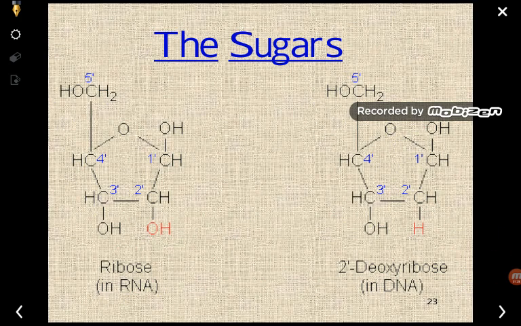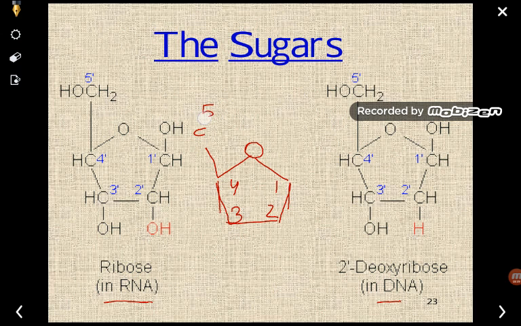Here we can see the sugar of both the deoxyribose DNA as well as the sugar of the RNA. The main basic difference between these sugars: normally it is a pentose sugar, so 5 carbon atoms. Here this will be the first position, occupied by the oxygen. This is the first position of carbon, this is the second position, this is the third, this is the fourth position of carbon, and one more carbon is present over here. So this is the fifth position of carbon.